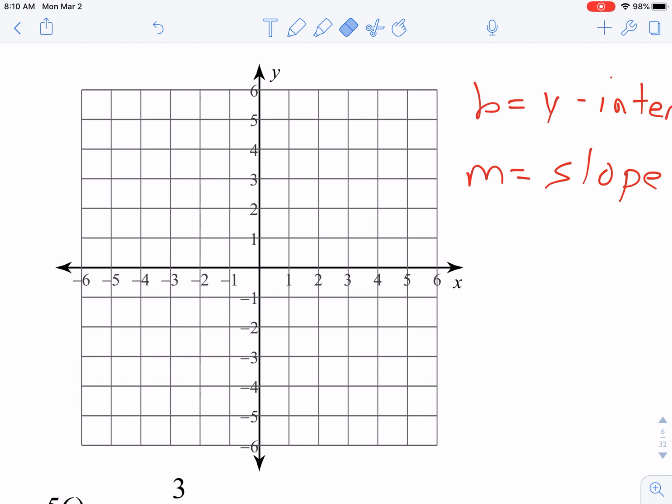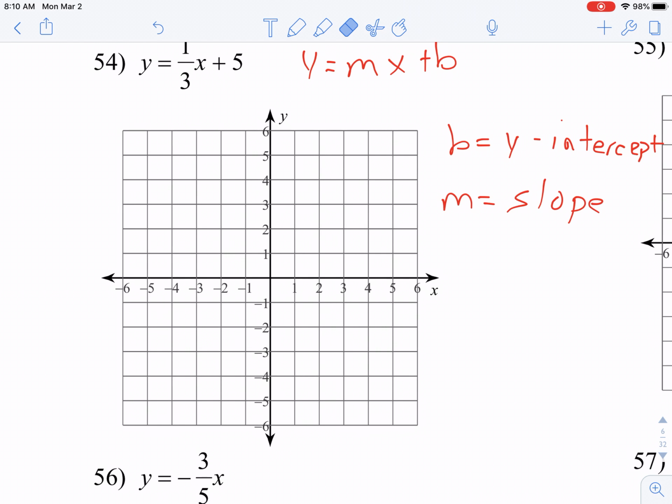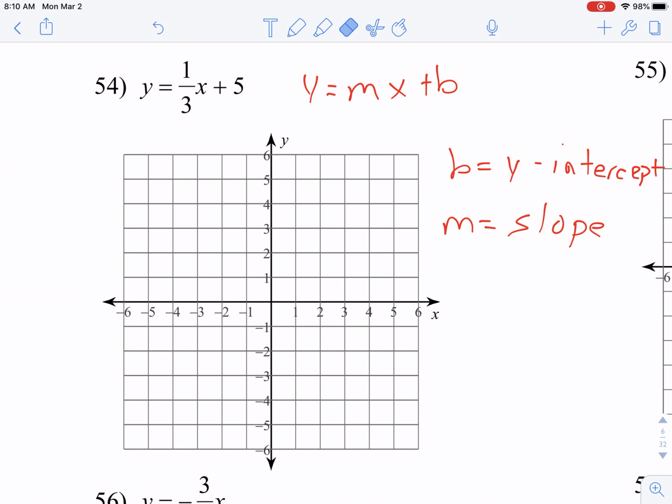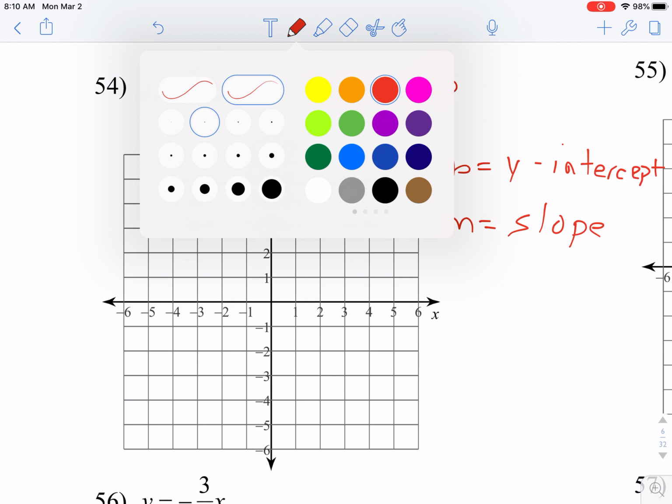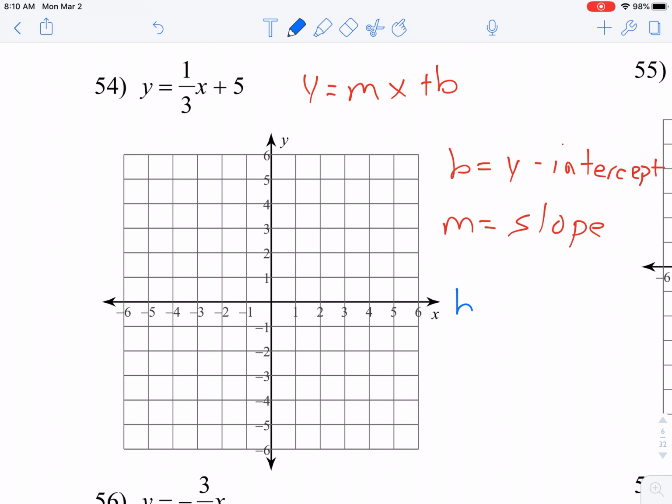We're going to take a look at the first equation, and we have y equals 1/3 x plus 5. Well, b is the number 5, the y-intercept. So what that means is you're going to go where on the y-axis it is positive 5. So we're going to put a dot right here on positive 5.